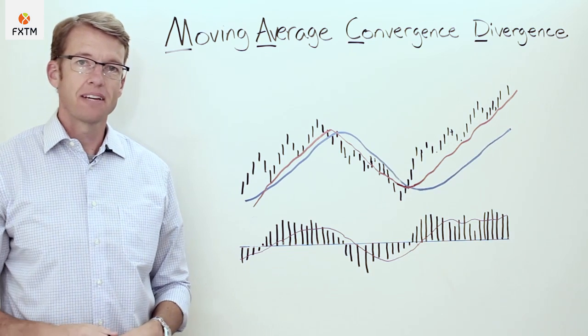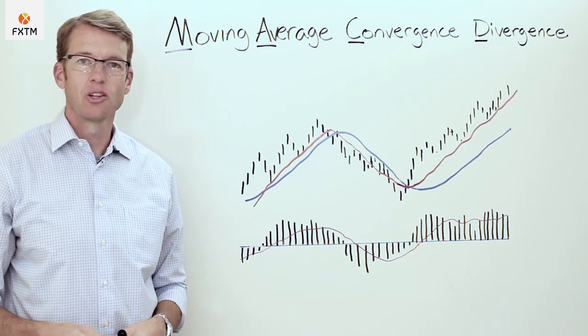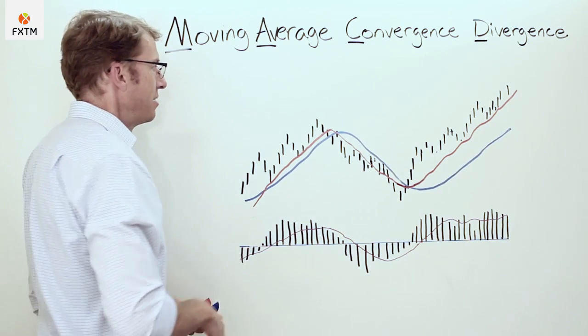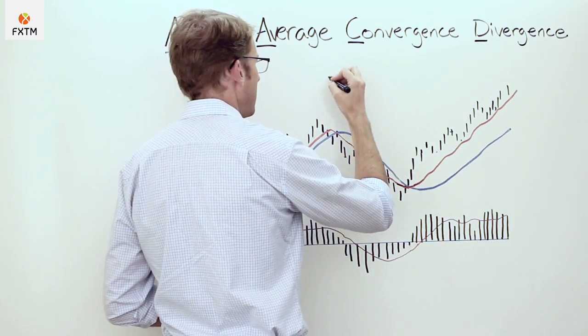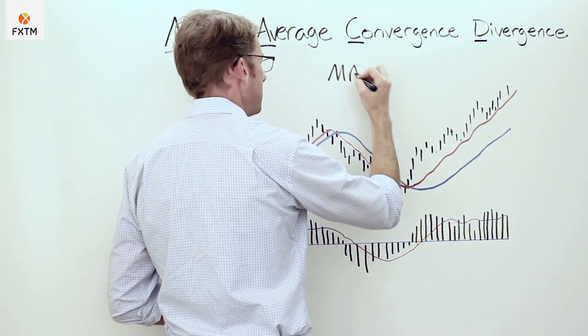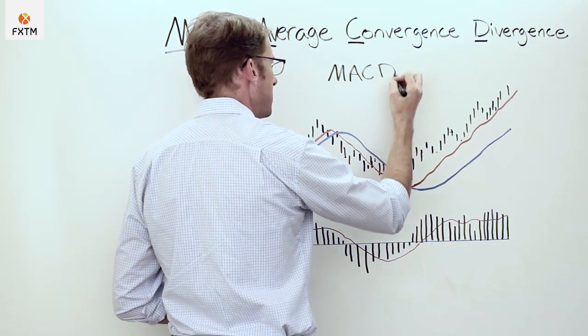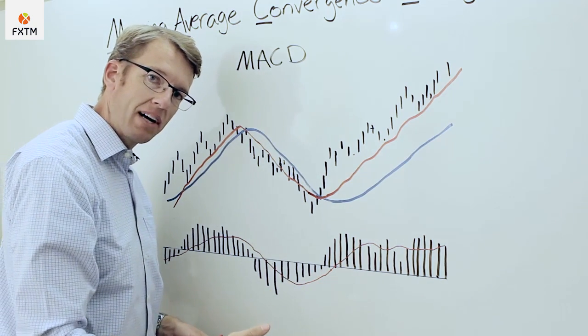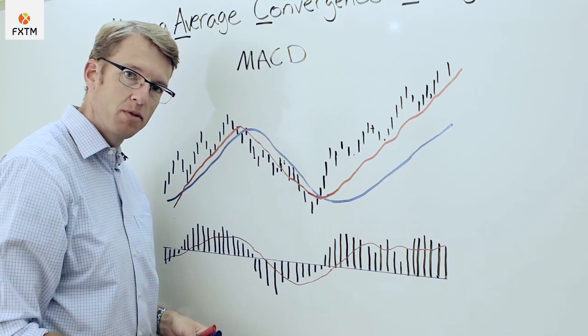In this episode of the FXTM educational series, we're going to be taking a look at the moving average convergence divergence technical indicator. Most investors are going to abbreviate this as the MACD. The MACD is displayed as an oscillator underneath our price chart, and I have it here. It is basically comprised of an analysis of two different moving averages.